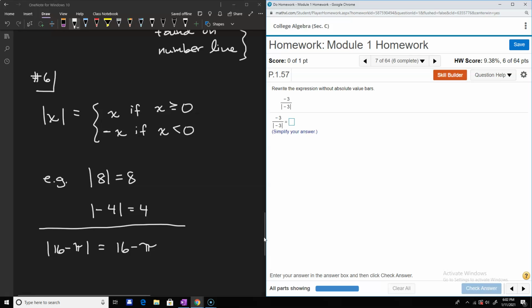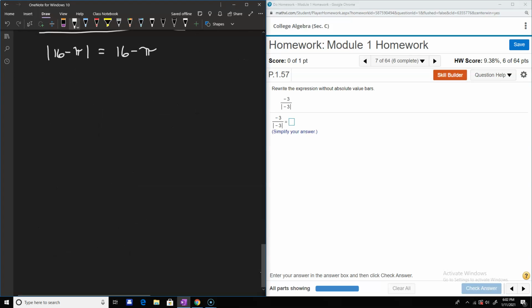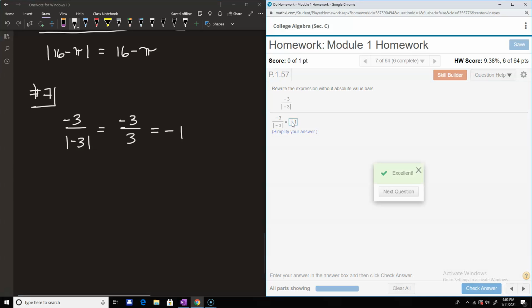Okay, so let's look at number 7 here, another one with some absolute values. So number 7, we have negative 3 over the absolute value of negative 3. And similar to order of operations, we want to treat the absolute value like parentheses. So we want to perform that first. So the absolute value of the negative 3 in the denominator will just turn out to be positive 3. And then negative 3 divided by 3 comes out to negative 1. So we have an answer of negative 1 for number 7 right here.